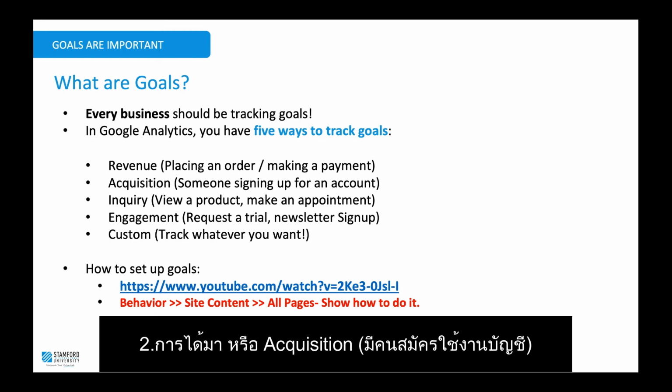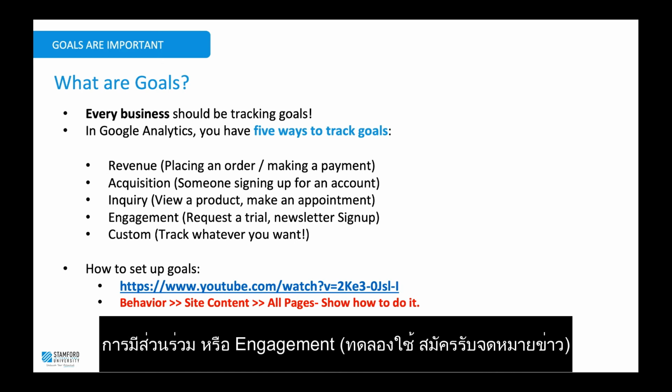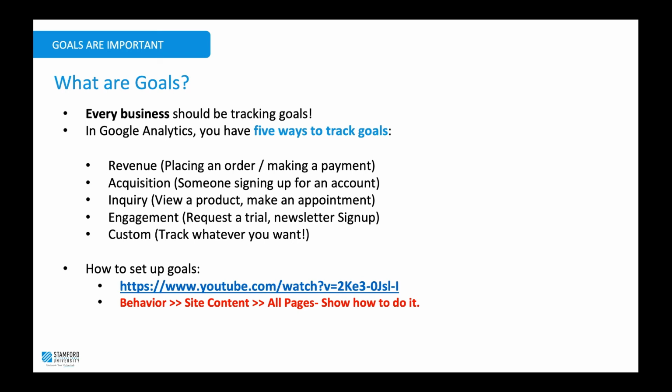Acquisition: how many people are signing up or purchasing? Inquiries: did they view a product, make an appointment? Engagement: did they request a trial or sign up for a newsletter? Or you can really track anything else. Maybe you want someone to watch a video or click on a certain button. Those are events. These are all the different things that you could track using goals.